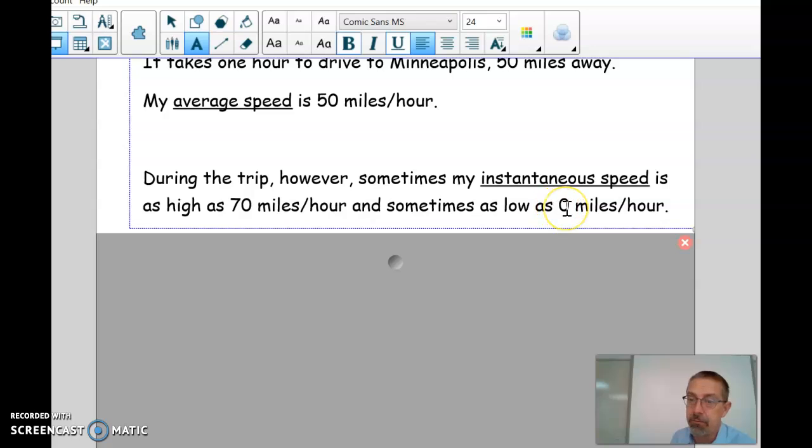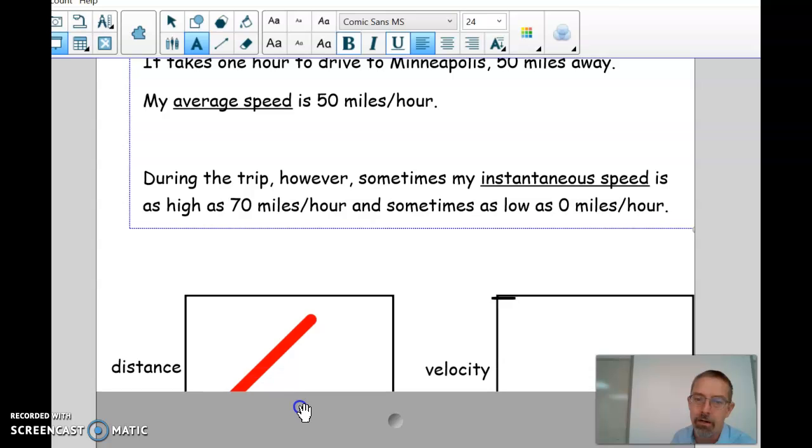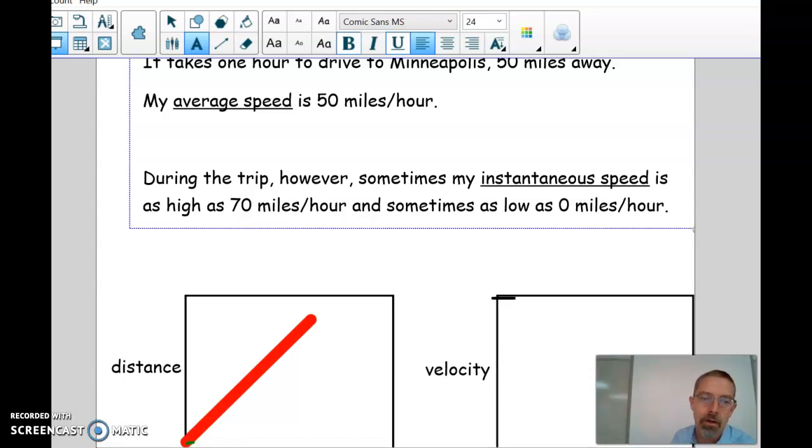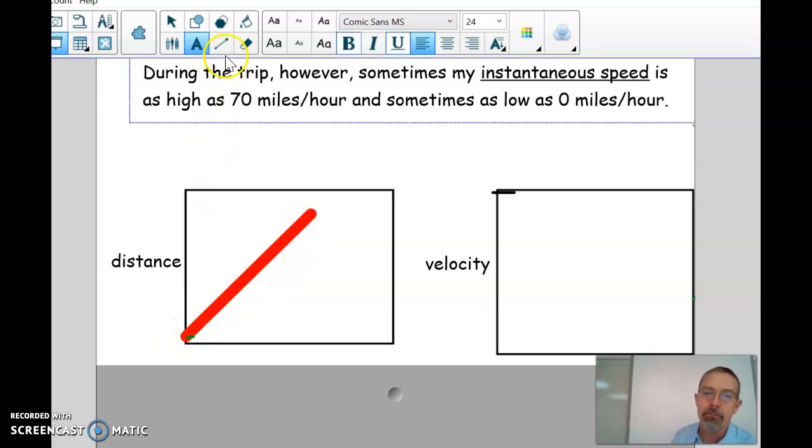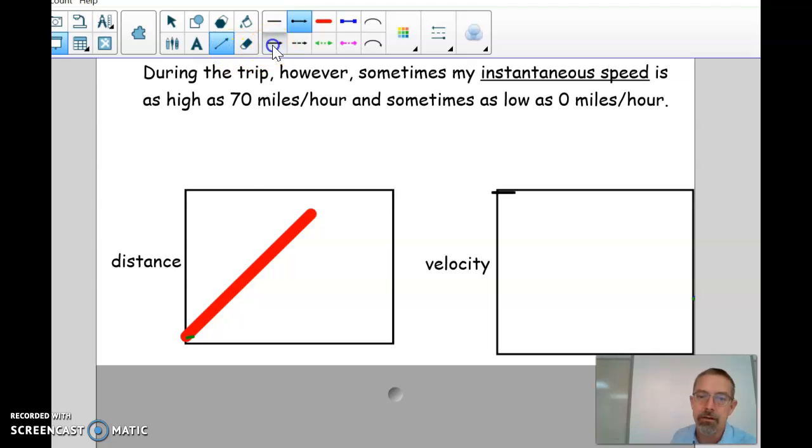Sometimes I'm at a stoplight where I'm at 0 miles an hour, but then when I get on the highway, I might be traveling 70 miles an hour. So even though this might be my average speed, this slope here, there might be times in my journey where I might be traveling slower than this, or I might be stopped, okay, where I might be going faster than this.